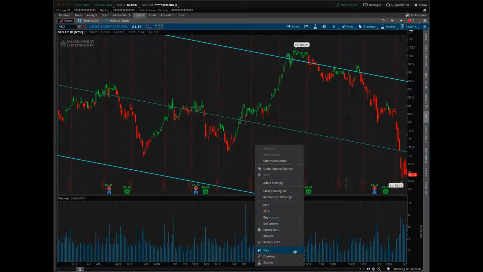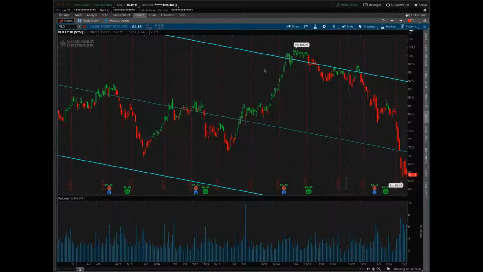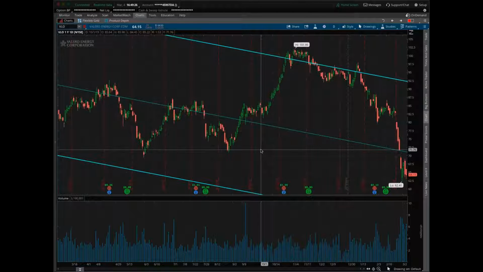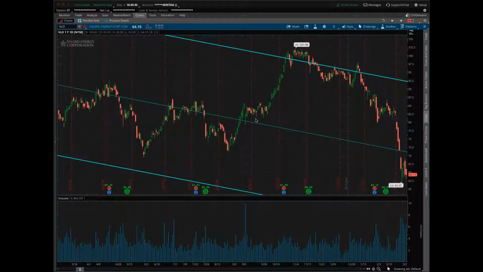So the original candles will look like this. Red and green, red and pink. The TTM trend, right? Go to edit studies.